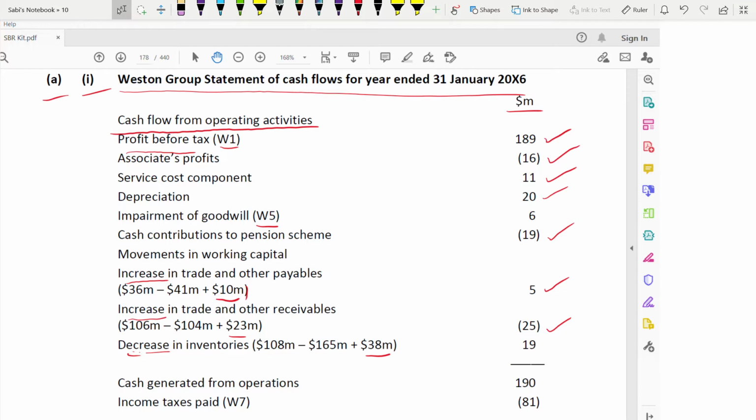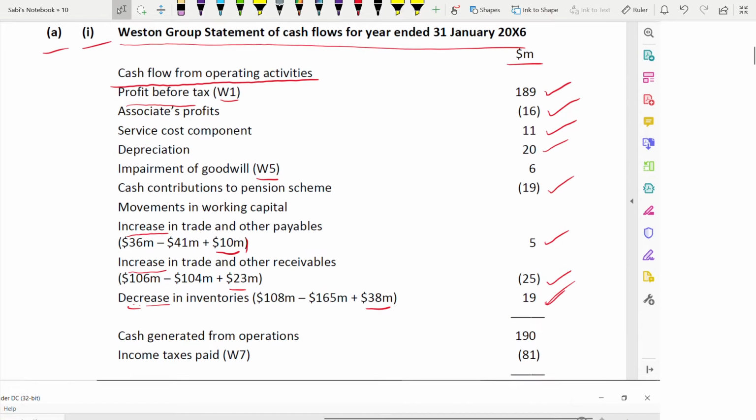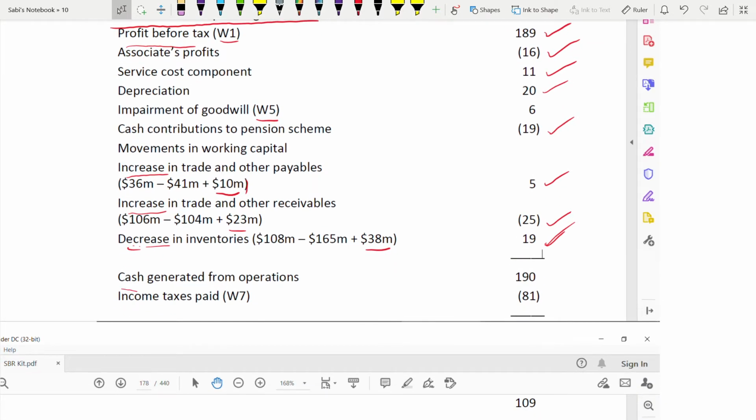Decrease in inventory, that means you're selling off inventory, it's an inflow, without bracket. Finally, the item which you get is known as, please write this label, you need to write labels. You need to write a heading for each item, don't just write numbers. Cash generated from operations, this 190 is known as cash generated from operations.